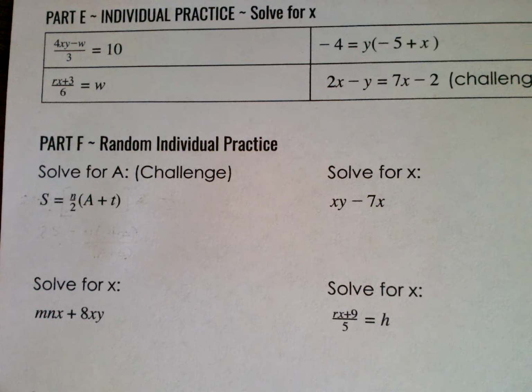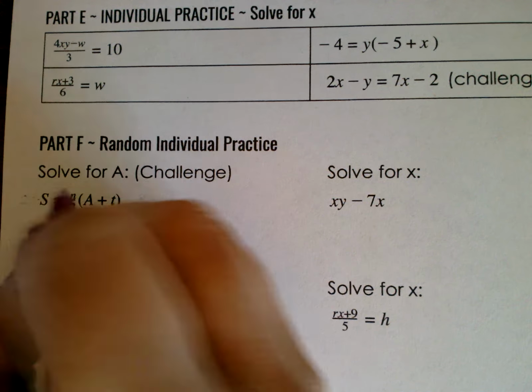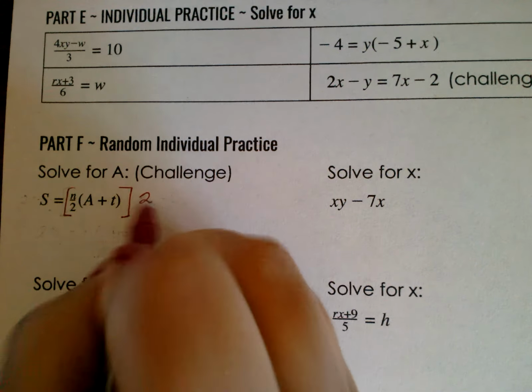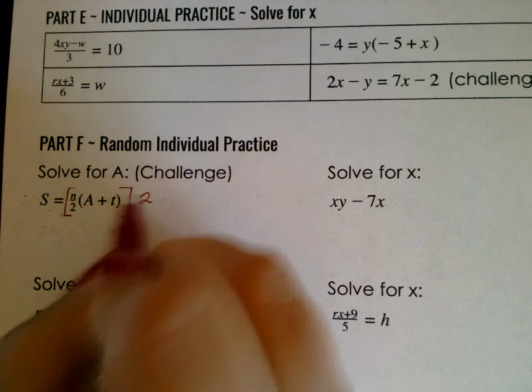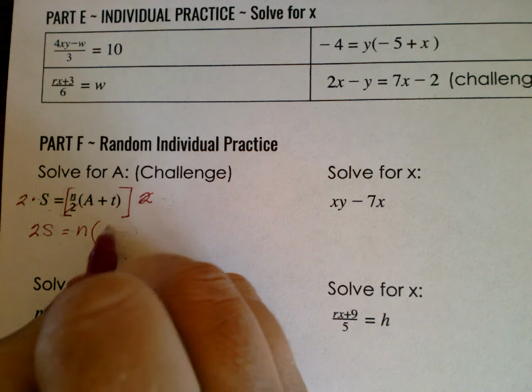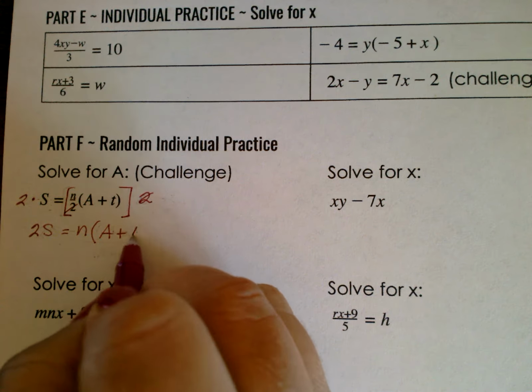Okay, we're going to start part F. The first thing I would do when solving for A in the first equation is multiply both sides by 2 to eliminate the fraction. I would have 2s equals n times the group a plus t.